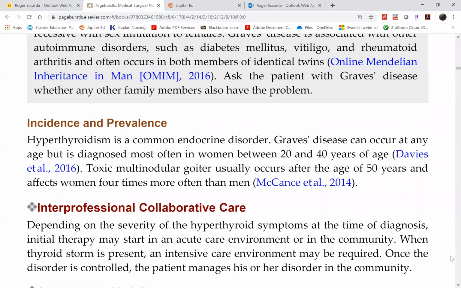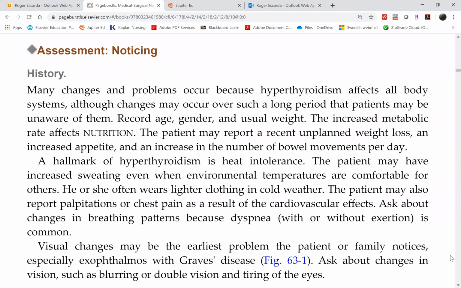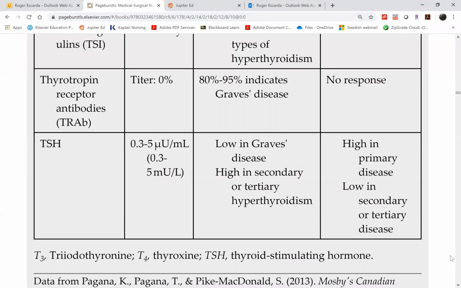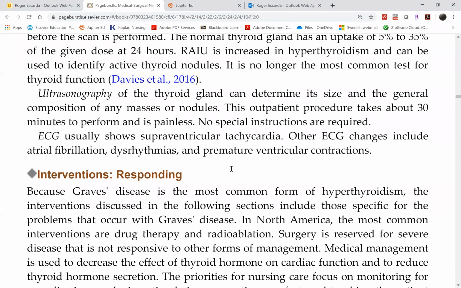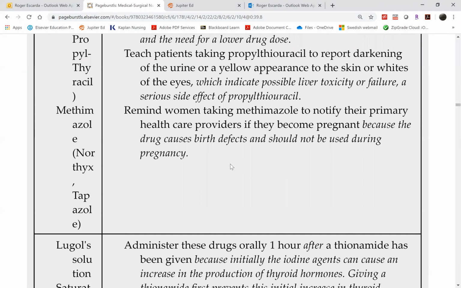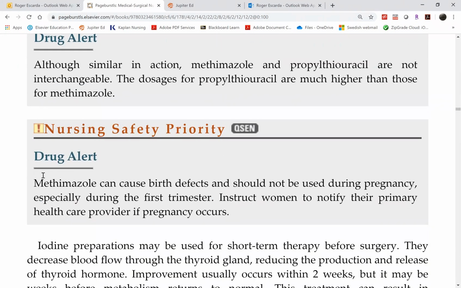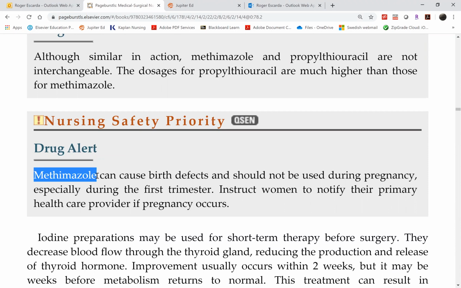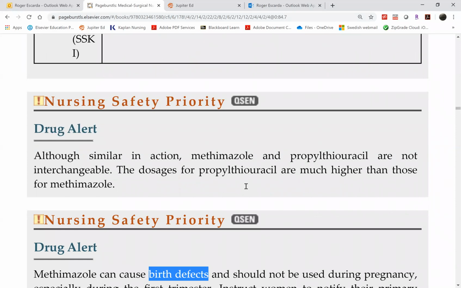So these drugs are teratogenic. Check first for pregnancy before you start the therapy. Very important, there's a drug alert right here. Between PTU and methimazole, this one is category X because it causes birth defects during pregnancy. So warning: while on it, they should be on two methods of birth control. Two condoms.